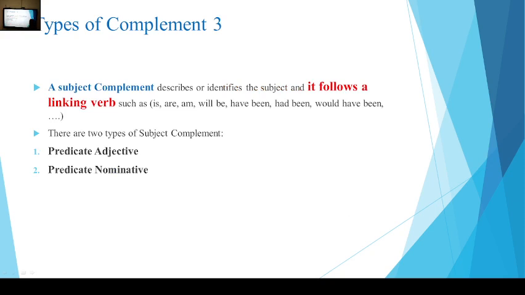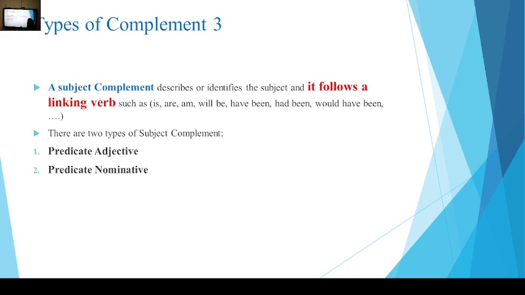The third type of complement is the subject complement. A subject complement describes or identifies the subject and it follows a linking verb. So unlike direct and indirect objects, here we have a linking verb, okay? Linking verbs like is, are, am, will be, have been, had been, etc. And as I said, it describes or identifies. When it describes, we call the subject complement a predicate adjective. We call it a predicate nominative when it identifies the subject.